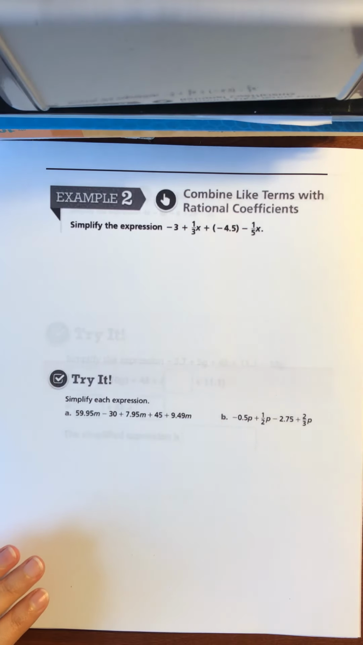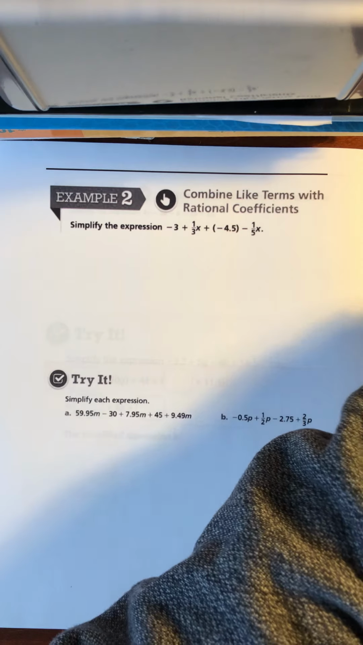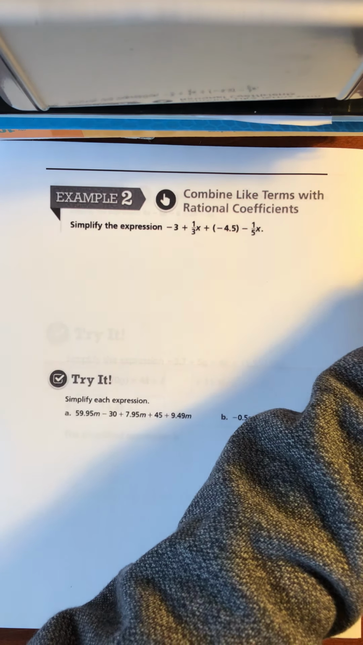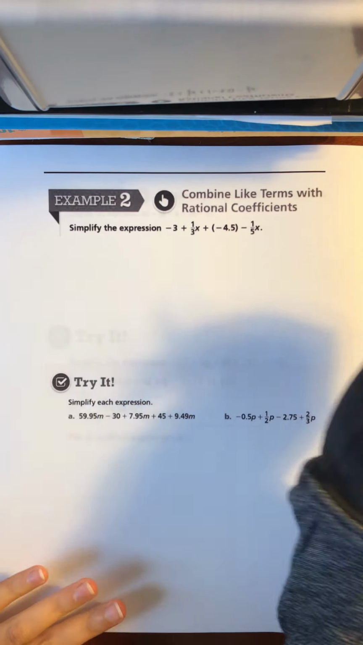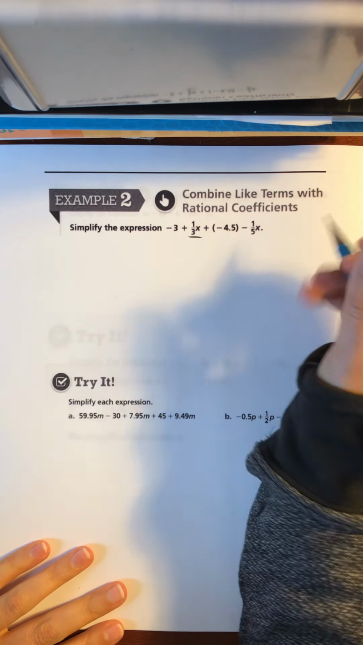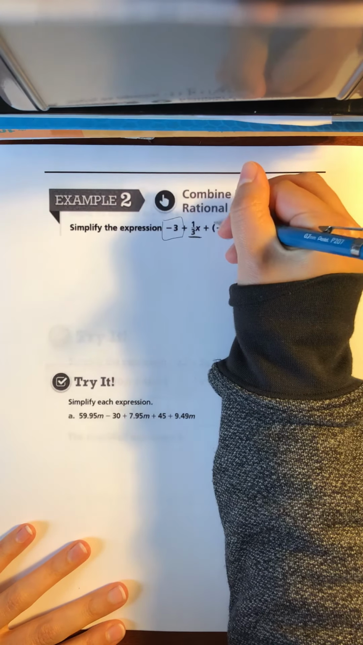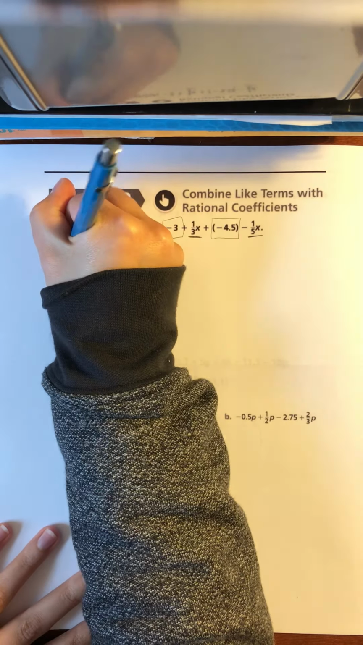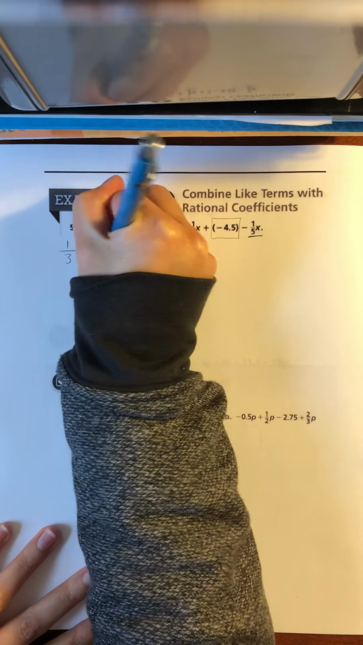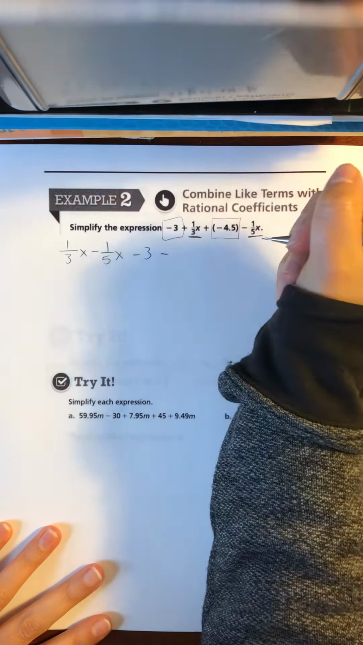Okay, next, combine like terms with rational coefficients. So we have some fractions and some decimals here. So first I like to underline and box my like terms. So negative 1/3 x minus 1/5 x and negative 3 minus 4.5. So we have negative 1/3 x minus 1/5 x minus 3 minus 4.5.